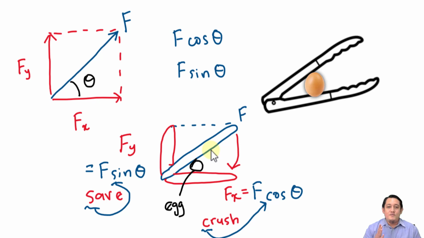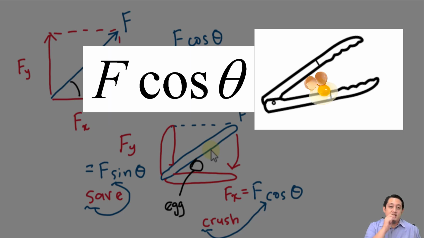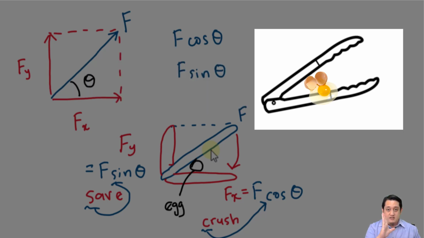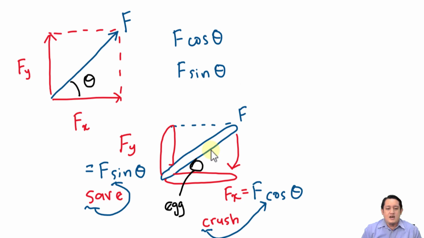Again, very simple. When you are given an angle like this, and we have a force like this, and we want to resolve the force into the x direction, let's look at the angle. Do we want to crush the angle or save the angle? If we want to crush the angle, we use F cosine theta. When we want to resolve this force into the y direction, the angle will be saved, so we use sin theta. Very easy.